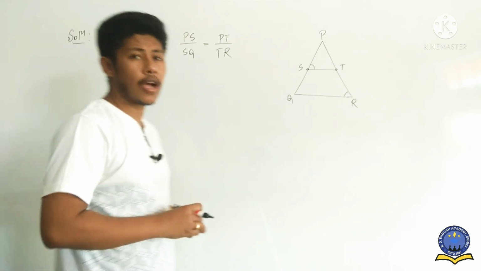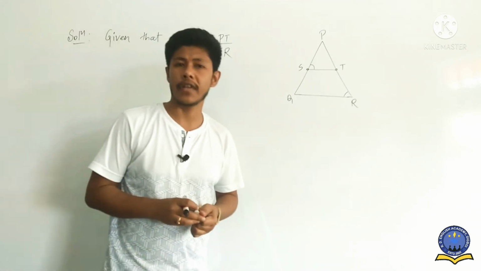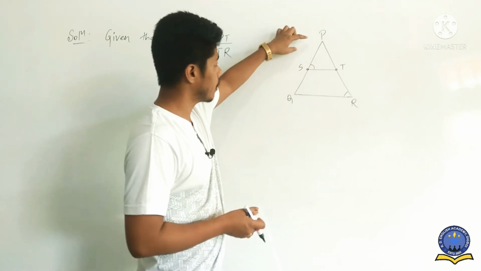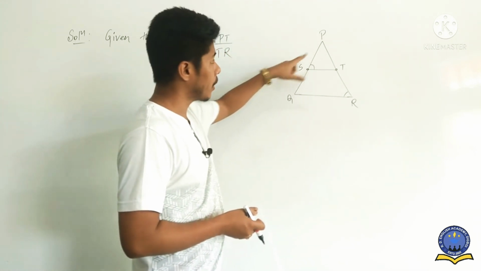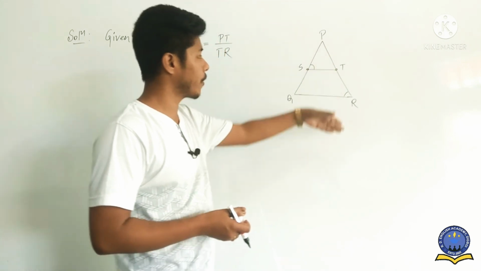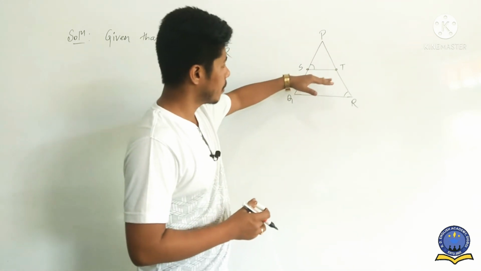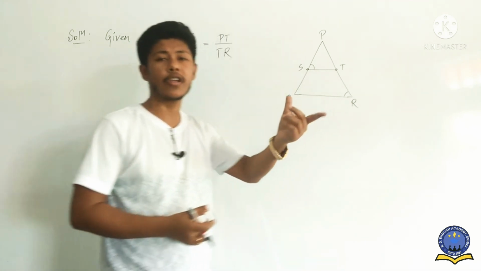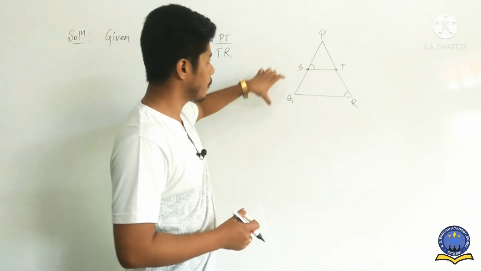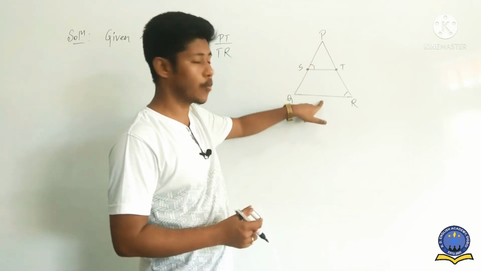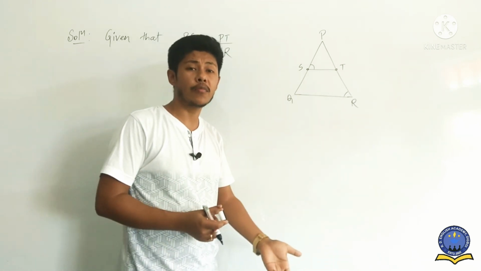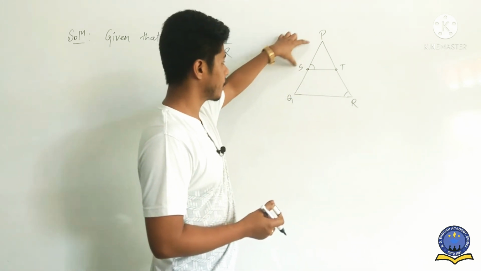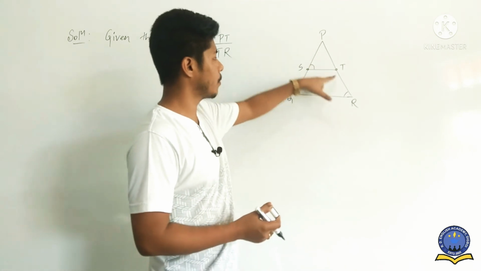Now if we recall the converse of Thales theorem, what is the meaning of the converse of Thales theorem? If the ratios are equal, that means PS by SQ is equal to PT by TR, then the side ST is always parallel to QR. According to Thales theorem, if the ratios are equal, then the sides are parallel. And according to our Thales theorem, if ST is parallel to QR, then the ratios are equal, that means PS by SQ equals PT by TR.